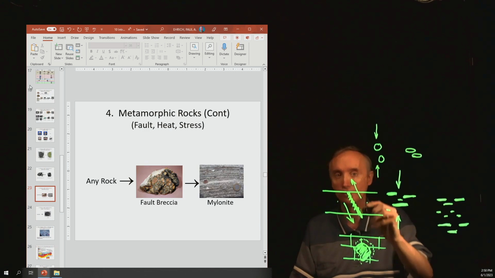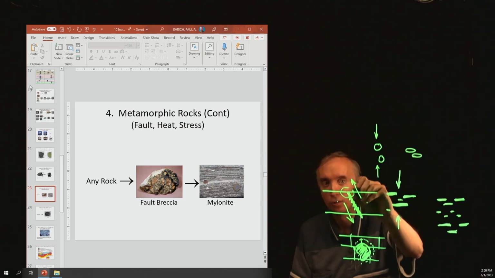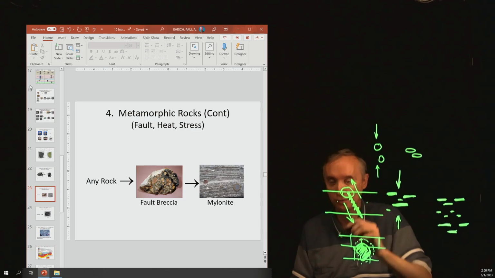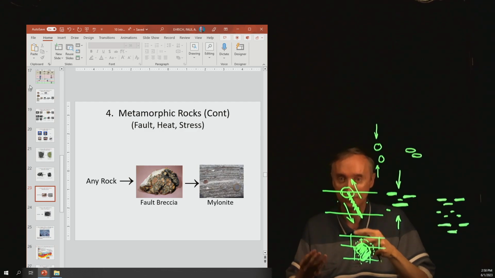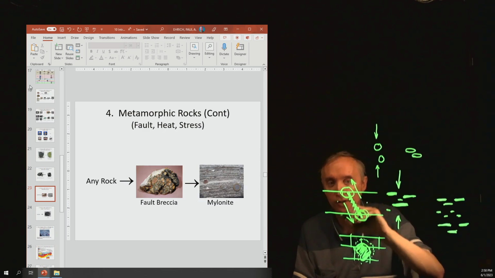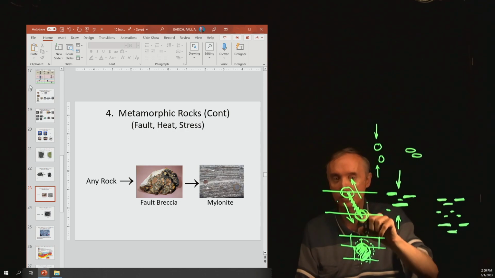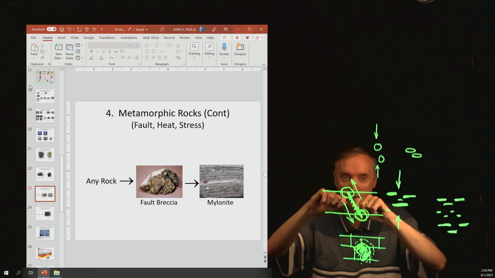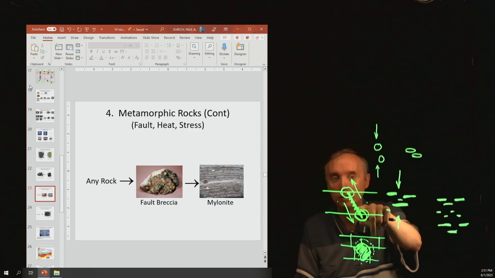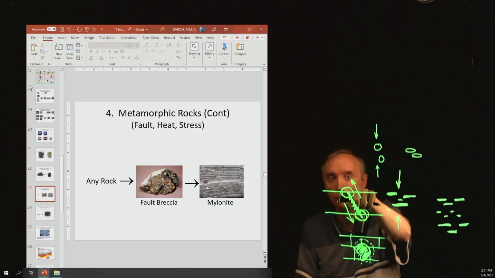So at the surface, up here, where it's not so hot, you have the fault breccia, which is angular pieces of rock. But down here, where it's hotter, it partially melts a little bit. And so that's where you get your mylonite from, so that the rocks get stretched out kind of like taffy. Your mylonites would be down here, but the fault breccias would be up here towards the surface where it's not so hot.